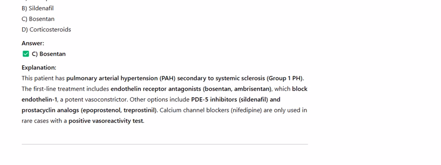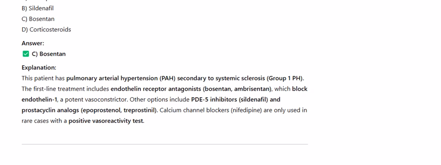The first-line treatment includes endothelin receptor antagonists, bosentan, ambrisentan, which block endothelin-1, a potent vasoconstrictor. Other options include PDE5 inhibitors, sildenafil, and prostacyclin analogs, epoprostenol, treprostinil. Calcium channel blockers, nifedipine, are only used in rare cases with a positive vasoreactivity test.